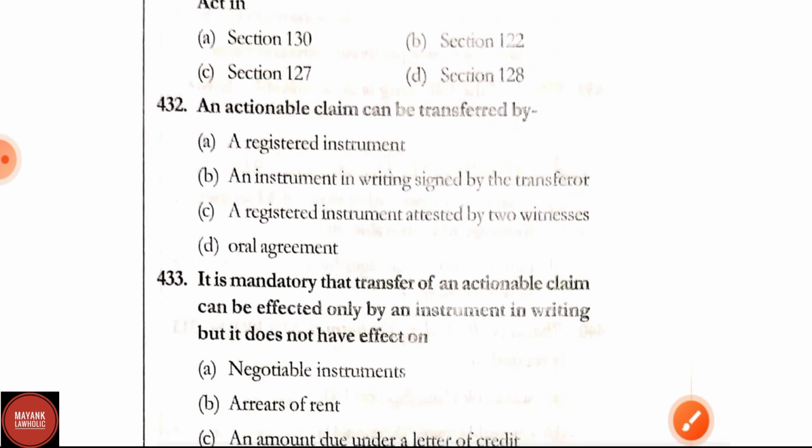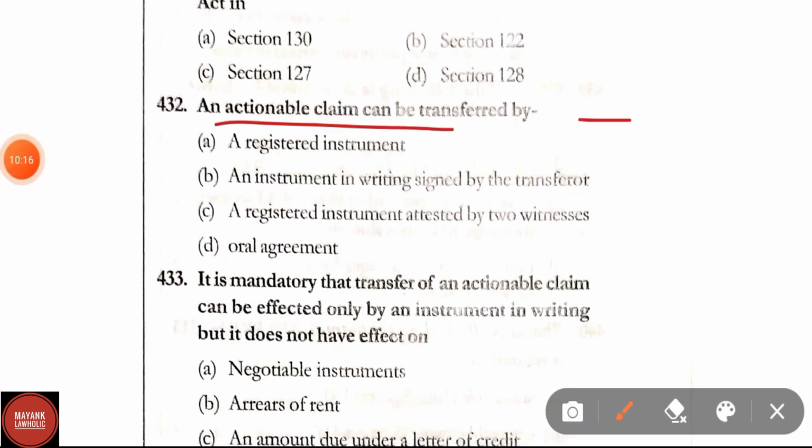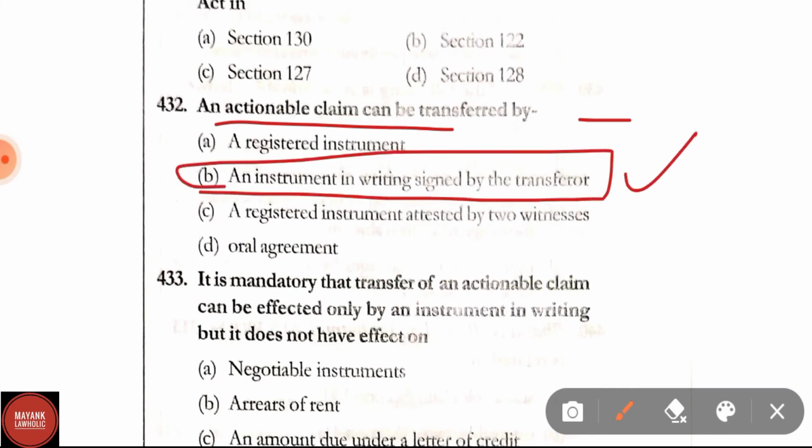Question number 432. An actionable claim can be transferred by a registered instrument, an instrument in writing signed by the transferor, a registered instrument attested by two witnesses, oral agreement. Correct answer is option B, that is an instrument in writing signed by the transferor.